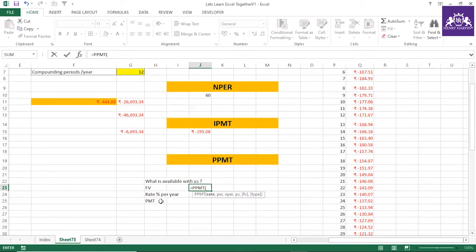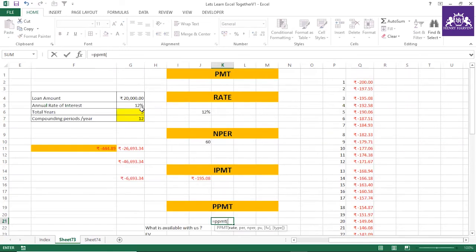Rate we have, okay, and PER, the period. Again, these are the periods, so it will work period-wise, guys. Let me first write PPMT. What is rate? Of course, rate is this. Make it 12, comma. What is period? Let me take the first period, comma 60. And then what is my principal value? Of course, we are finding that out, so we make it 0.